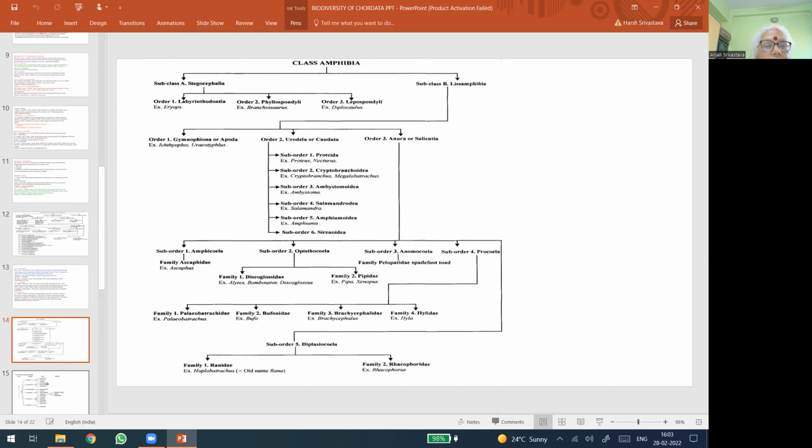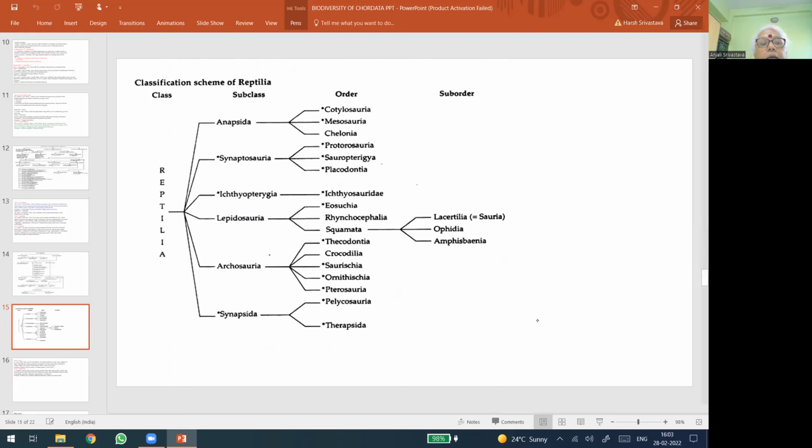This is the class Amphibia, and this is the outline of the class Reptilia, that includes most of these subclasses, out of which you can see most of the subclasses. These starred structures are all extinct. These are 1, 2, 3, 4, 5, 6 subclasses, out of which only Anapsida bears Chelonia, the turtles and tortoises, that is the living order. Then Synaptosauria, all extinct; Ichthyopterygia, all extinct.